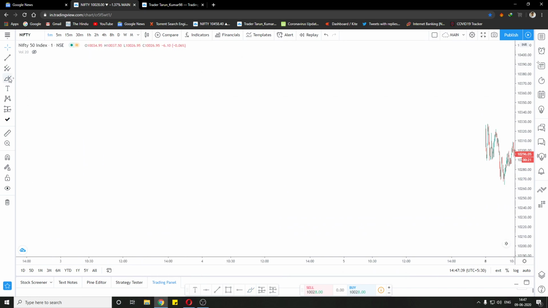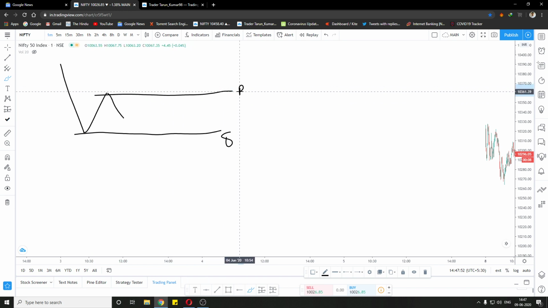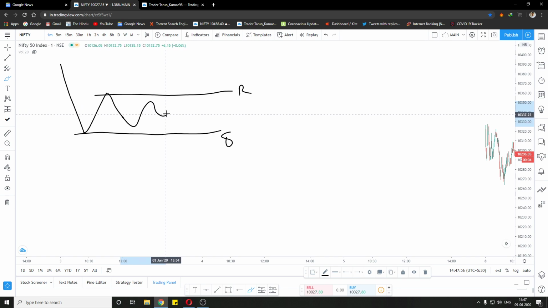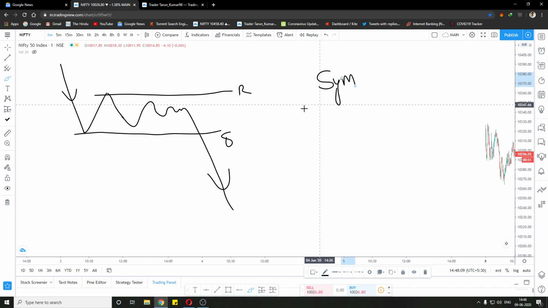The same works for the downtrend. If we have a downtrend and the market turns and then turns from here, this becomes our support and this becomes our resistance. Now the market will keep on squeezing, and then finally we have a breakout, which is mostly in the direction of the previous trend. So this is our symmetrical triangle.